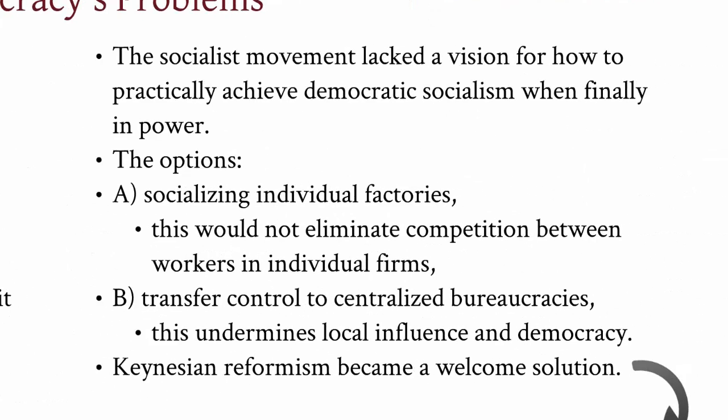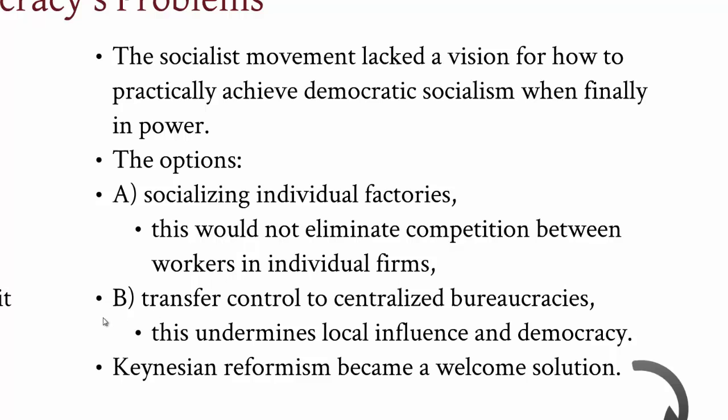And even when it won, the socialist movement lacked a vision for how to practically achieve this democratic socialism when finally in power. Two options Przeworski talks about. One is socializing individual factories, but this would not eliminate competition between workers and individual firms. So you can create, for example, cooperatives and run a factory as a cooperative. But then what do you do when two cooperatives start competing with each other? So there is still room for cooperative owner relationships within capitalism. So this is not transformative enough.